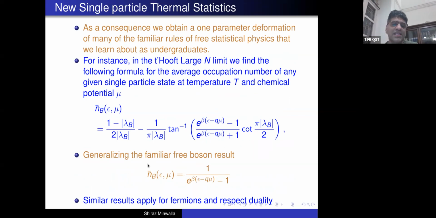For instance, we all study as undergraduates that the number of particles in a particular single particle energy state in a free Bose ensemble, when the state has energy epsilon and when we've got chemical potential mu and temperature beta, is given by this famous formula. With these new statistics, this famous formula has a slightly complicated but not very complicated replacement. It's given by this function. Okay, similar results apply for fermions and respect duality.